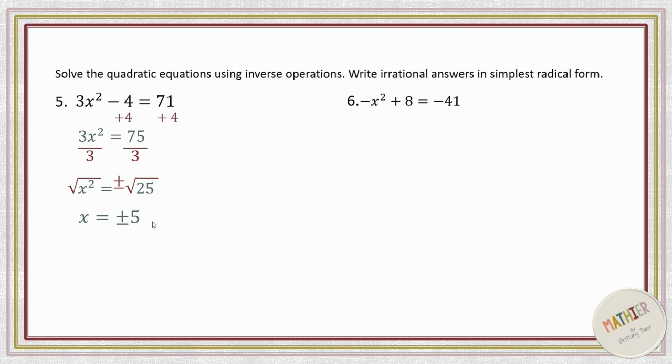In number 6, subtract 8 from both sides. So -41 minus 8 becomes -49. And then this negative sign in front is like times -1. So to undo that, we divide both sides by -1. So that gives us x squared equals 49. To get rid of that square power, we'll take the square root of both sides, remembering our plus or minus. We get x equals plus or minus 7.